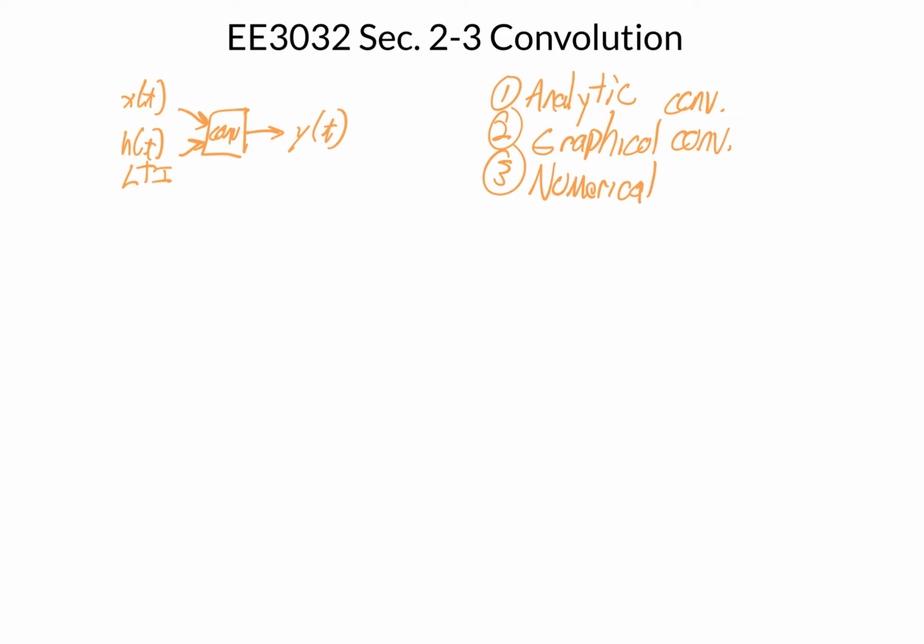The next example video is going to cover part 1 and a little bit of 3, and then graphical convolution is actually covered in the next section of the book, in section 2.4. So we're going to be spending quite a bit of time on convolution because it is so important. We're going to take 5 steps to derive the formula for convolution.